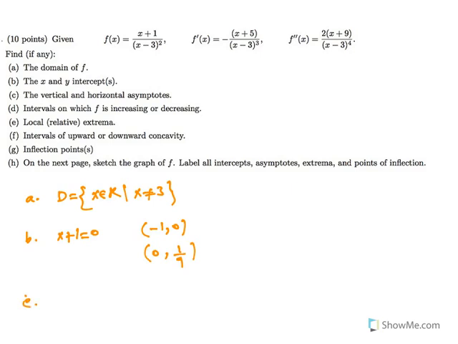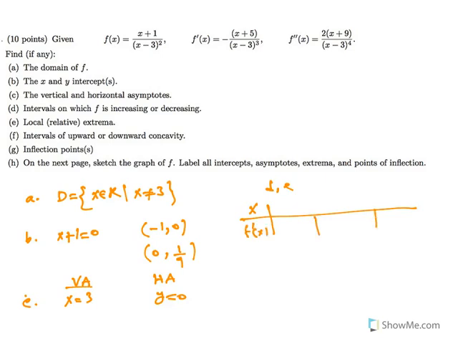Part C, talking about the vertical and horizontal asymptotes. X equals 3 is the vertical asymptote of the function because the denominator is 0 at x equals 3. The degree of the numerator is less than the denominator, so y equals 0 is the horizontal asymptote. Part D and E are talking about intervals of increase, decrease, and maximum, minimum. For intervals of increase, decrease, and local maximum, minimum, you have to draw the sign chart for the first derivative.